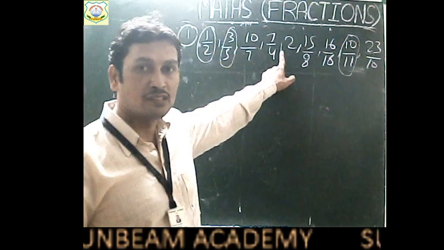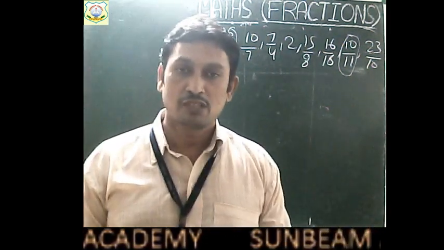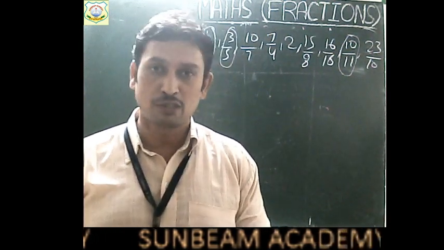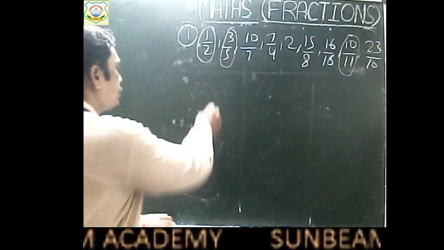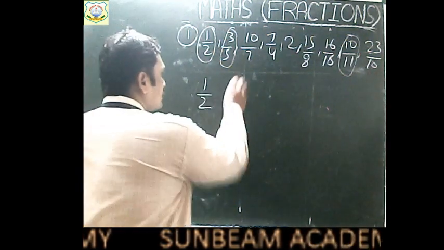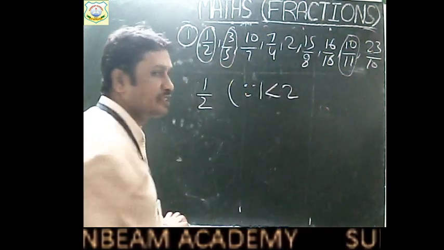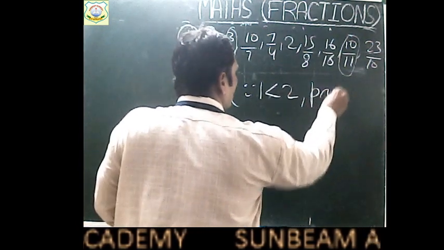Also here 2 is a whole number, and 2 is greater than 1. So this will be improper because any fraction whose value is greater than 1 or equal to 1 is an improper fraction. Right, children? So I think you can solve this question. For 1 by 2, children, you can write that since 1 is less than 2, numerator is less than denominator, so this is a proper fraction.